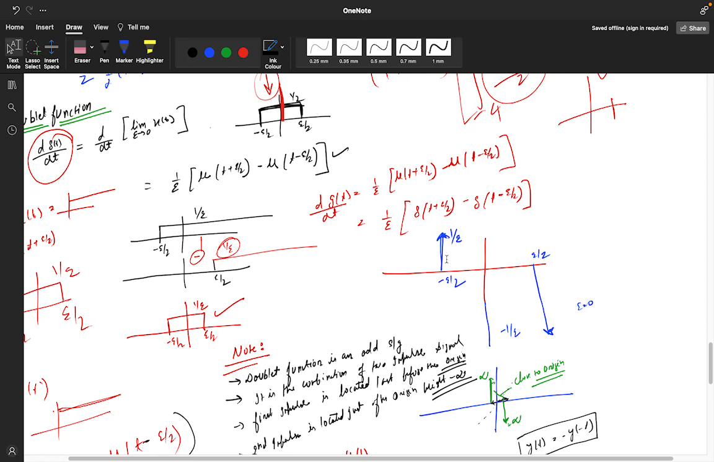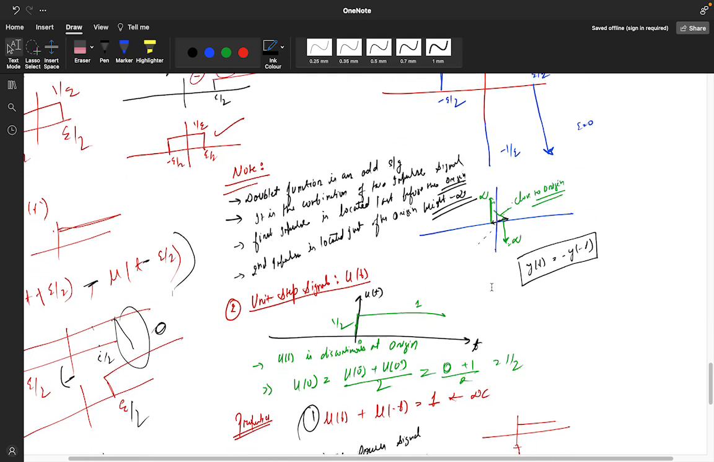What is the meaning of this? This means at minus e by 2, I am getting 1 by e, and at e by 2, I am getting minus 1 by e. So this is my doublet function.